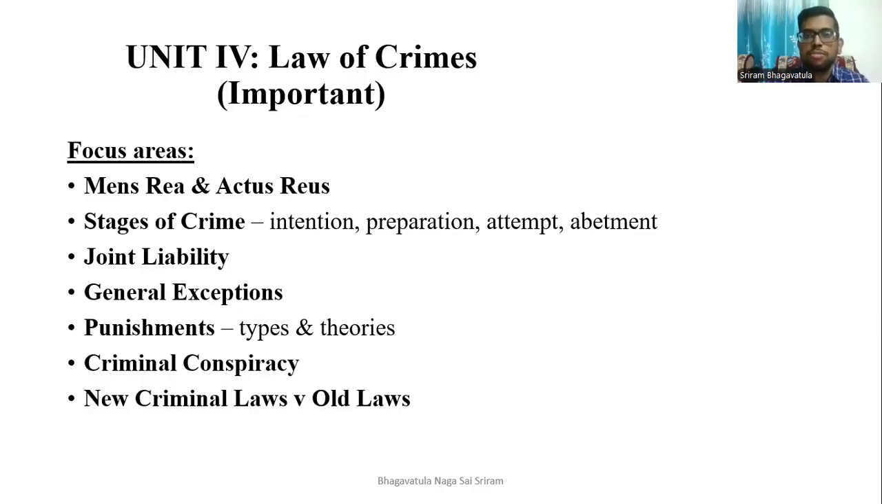Next comes the concept of joint liability. This is mentioned under common intention and common object. What is the difference between common intention and common object? Everything is very, very important when it comes to joint liability. That means even if one person has not committed an act, but is a part of a gang who has committed a crime, what is the liability on him? That is also very, very important.